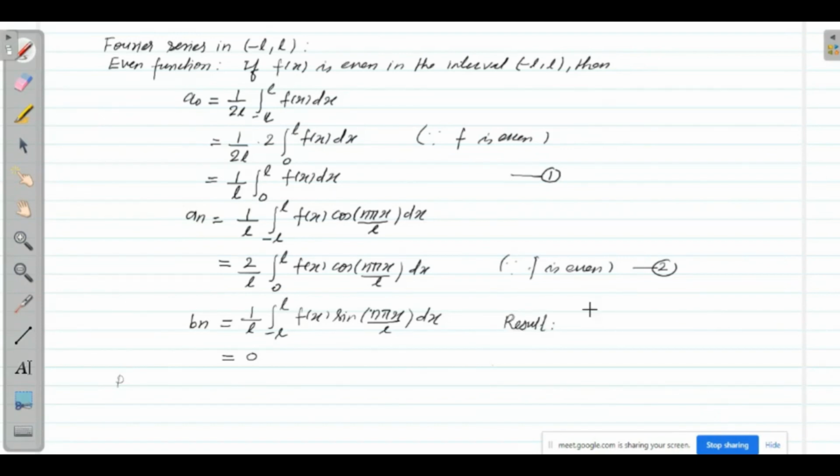And result properties of a definite integral. Okay, so your result says that dx will remain. So this is 2 times the integration of limit 0 to a, f of x dx. Okay, this will hold when f is even. And if f is not even, then what will it be? It will be 0 when f is odd.